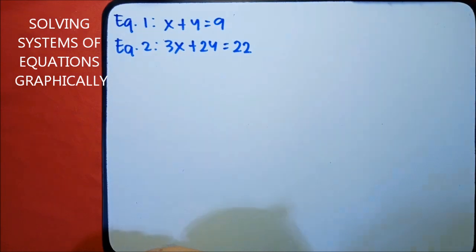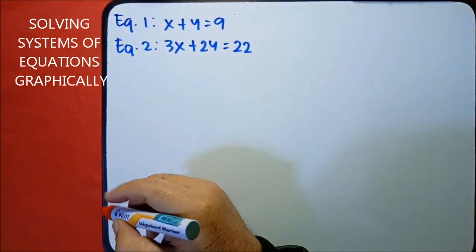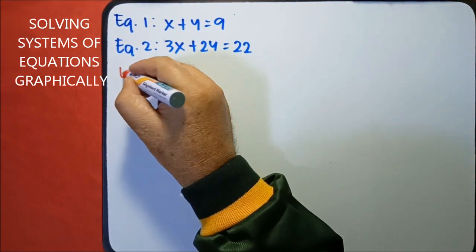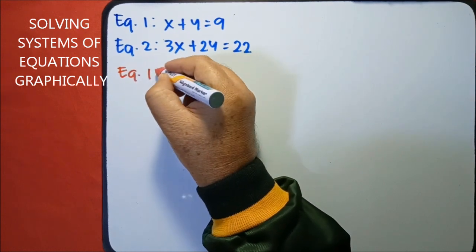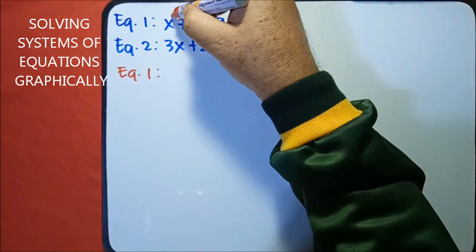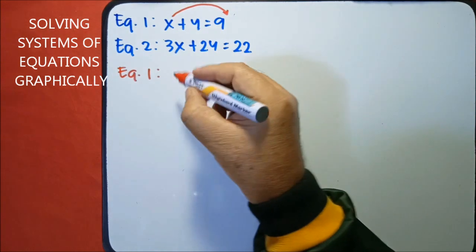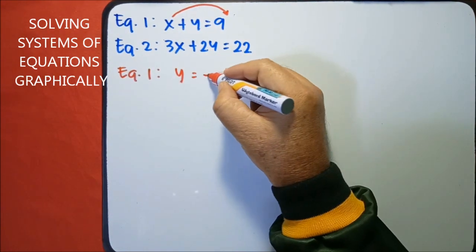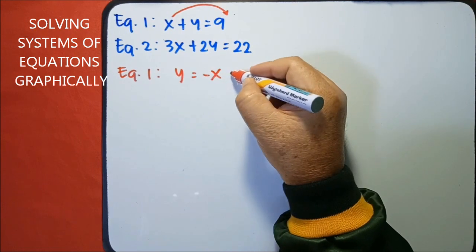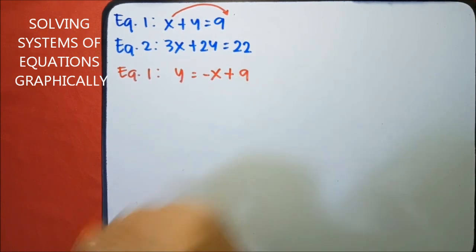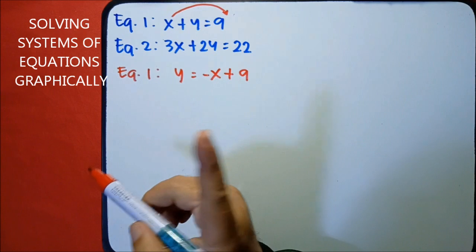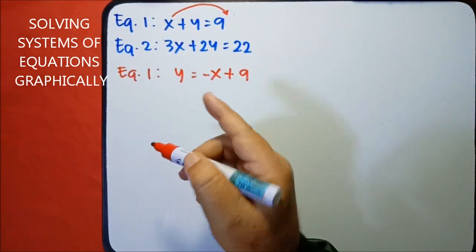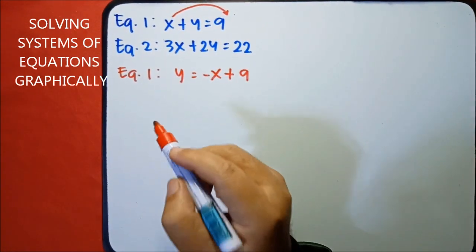We will convert this to slope-intercept form. So equation 1 will become what? Transpose this to the other side. Then y will remain. Then x, the positive x, will become negative x plus 9. As I've told you, transposition is not advisable, but this is the shortest way.